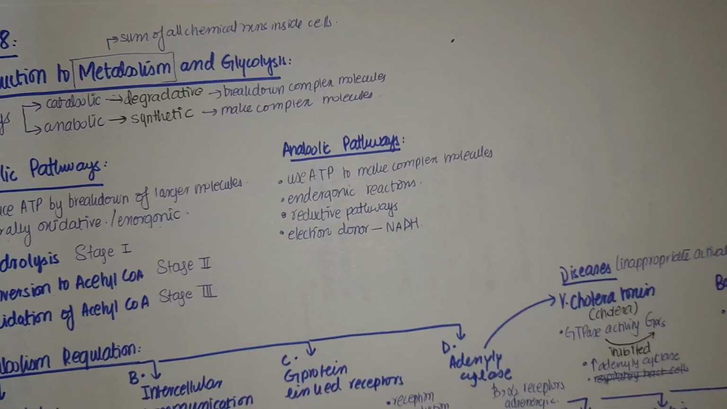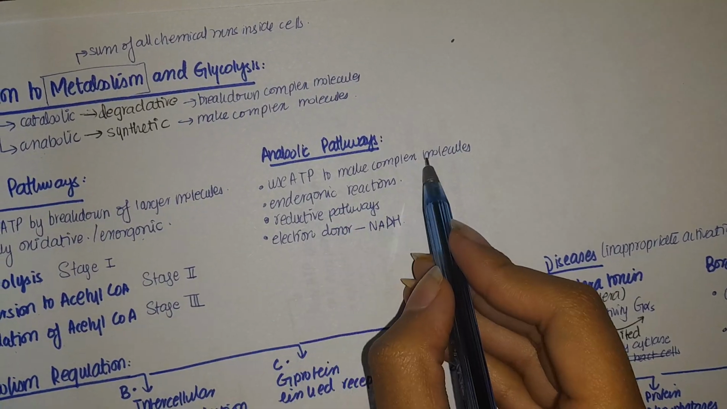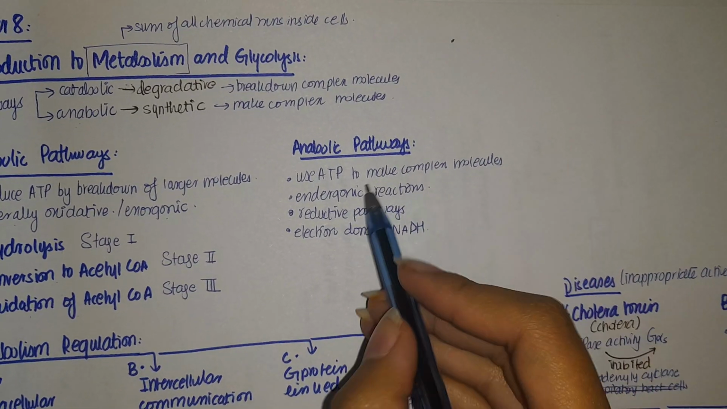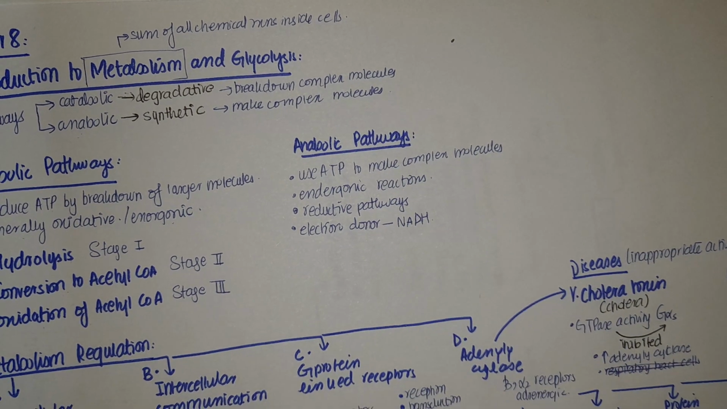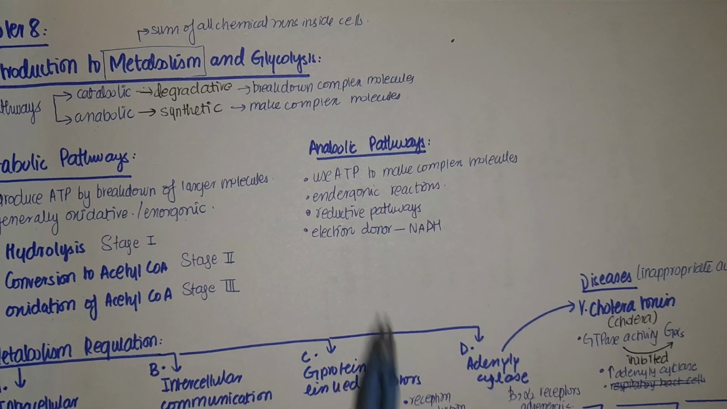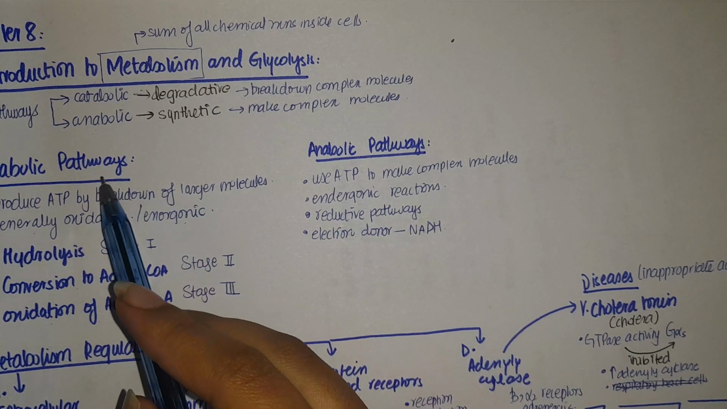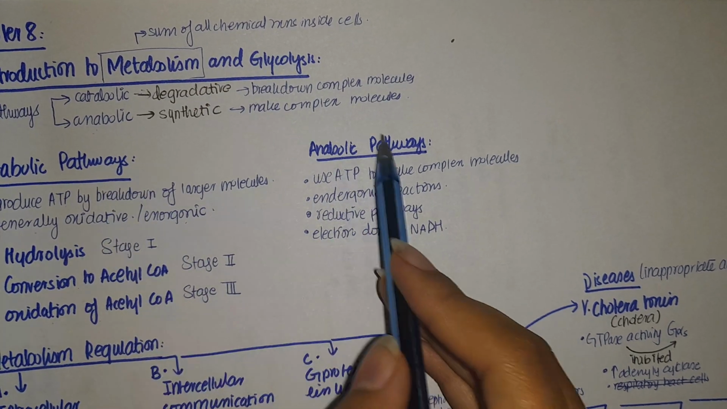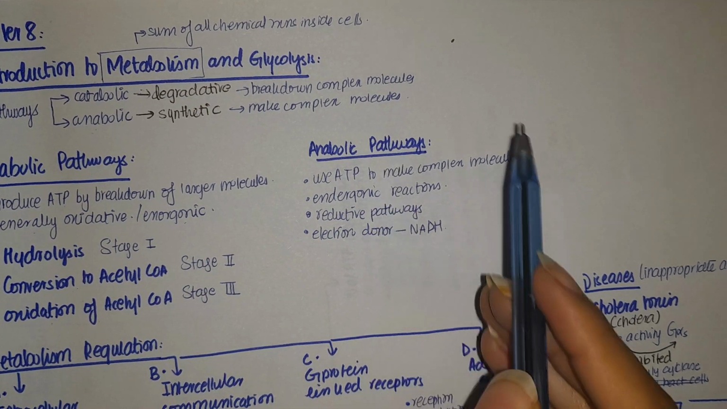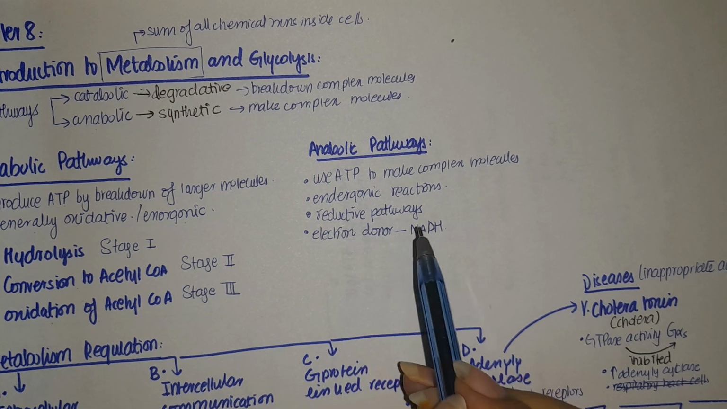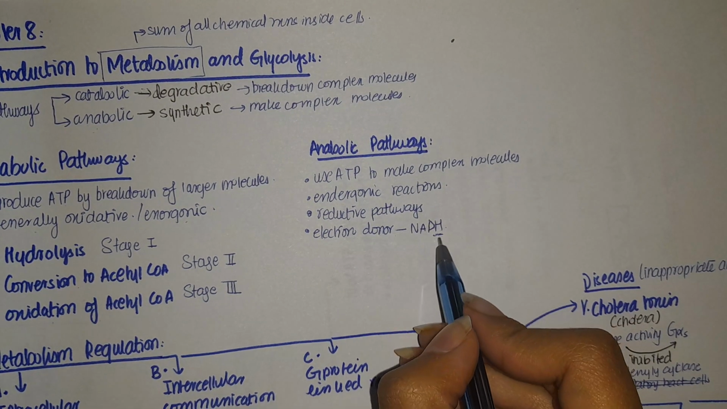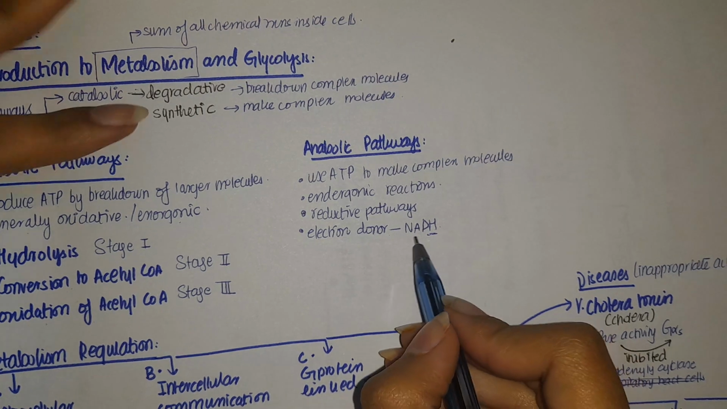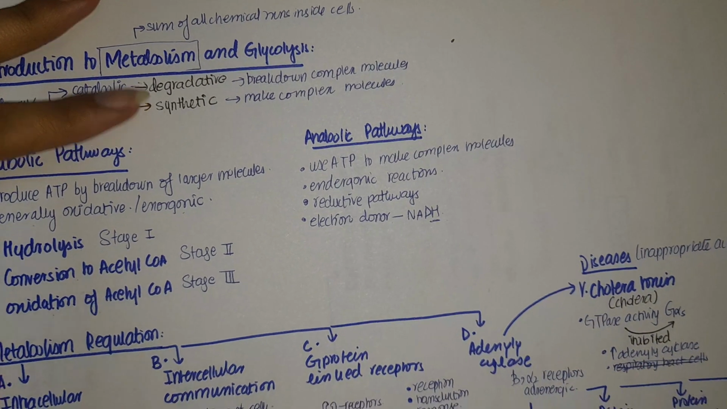Whereas the anabolic pathways use ATP to make the complex molecules. That is why they are endergonic reactions. They require ATP and they require heat to make them happen. And catabolic pathways were oxidative ones, so anabolic will be reductive pathways, and electron donation or reduction, this hydrogen will be given to reduce these steps by NADH majorly.